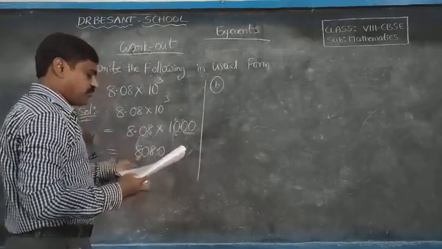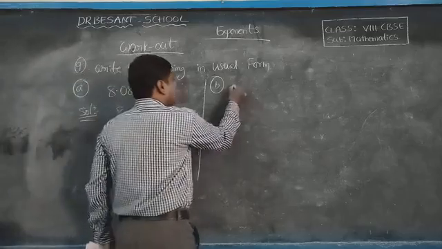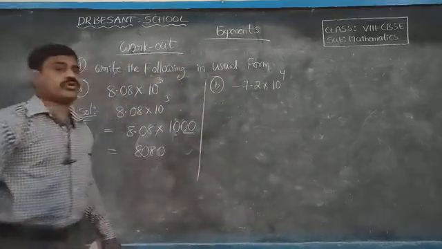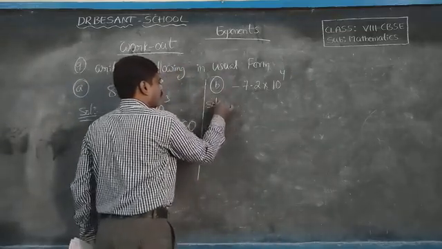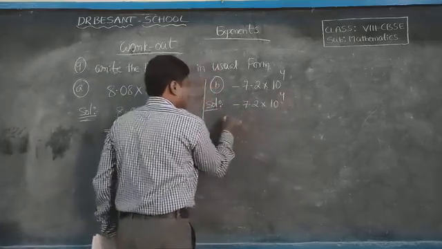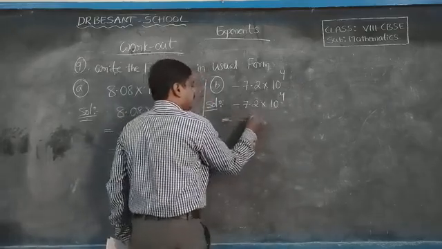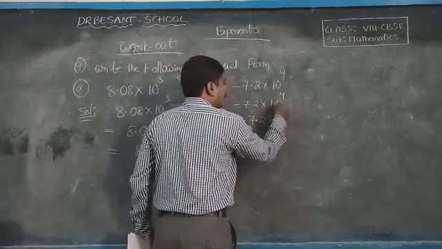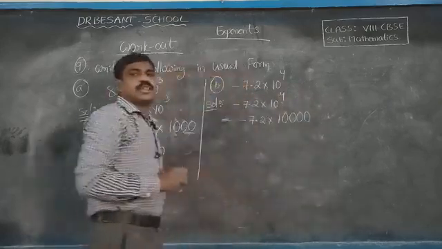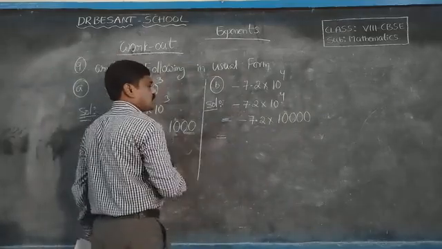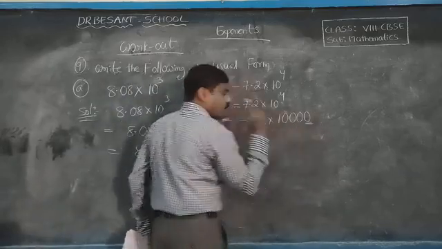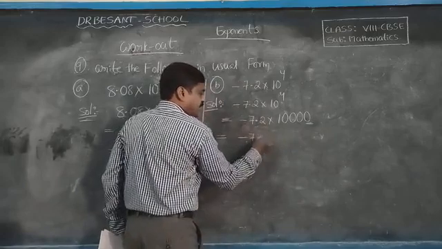Minus 7.2 into 10 to the power of 4. So this one, minus 7.2 into 10 power 4 means 10 into 10 into 10 into 10. That is equal to 10,000. Then after decimal 1 digit. That's why we have to remove 1 zero. Then it will become minus 72.